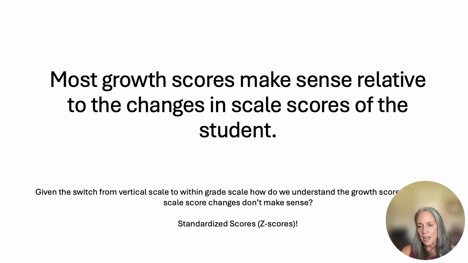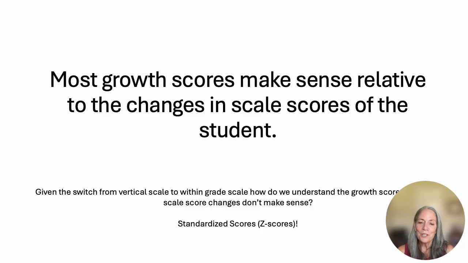And I would say, after having been in LEA Insights and looking at some of the scores, that most of your growth scores make sense relative to the changes in scale scores of the student. What's difficult is it's hard to know exactly how much change in a scale score is necessary to meet growth. And so that's what I want to show you here. Given that we are switching from a vertical scale, how would you understand the growth score changes and the scale score changes to make sense of them?